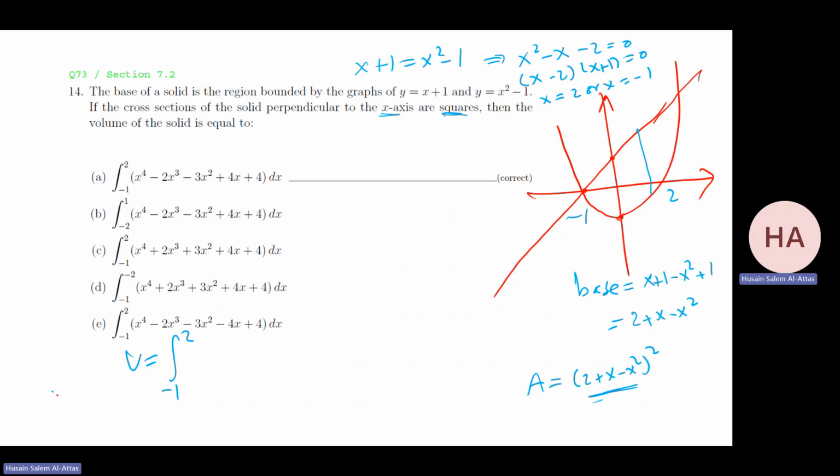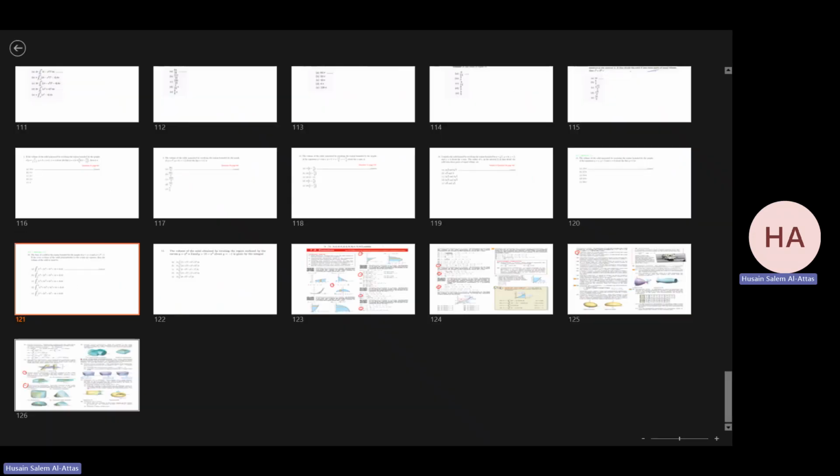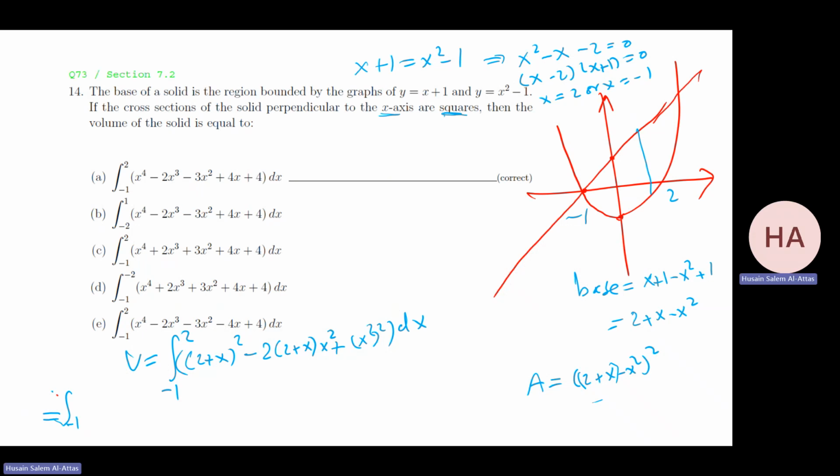How to do this square? I can take this as 1 and do the other one. So I have (2 plus x) all squared, minus 2 times (2 plus x) times x squared, plus x squared squared, dx. That gives me what? From minus 1 to 2.